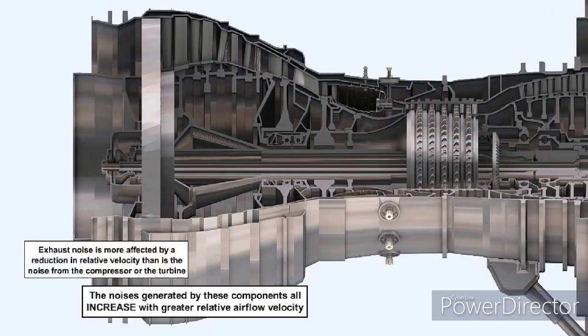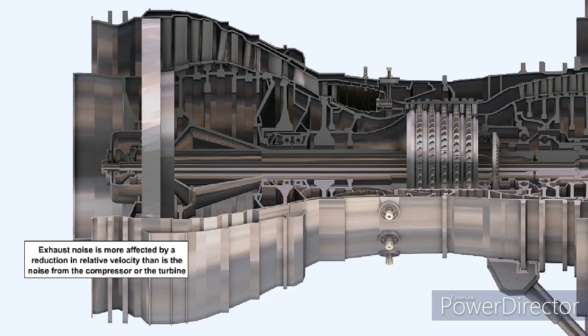The level of noise from the exhaust is more affected by a reduction in its velocity than the noise levels of either the compressor or the turbine are. It's logical, therefore, to expect that a reduction in exhaust jet velocity would have a stronger influence in reducing noise levels than an equivalent reduction in either compressor or turbine speeds.